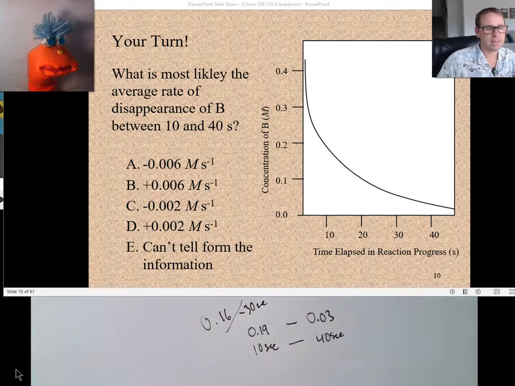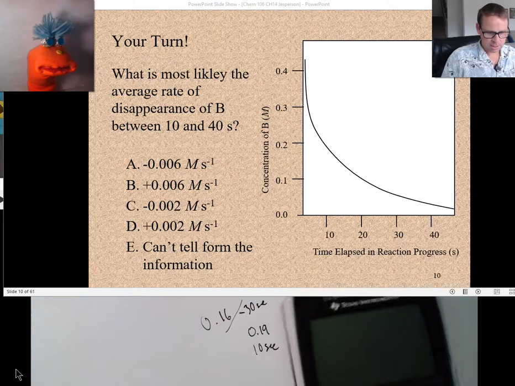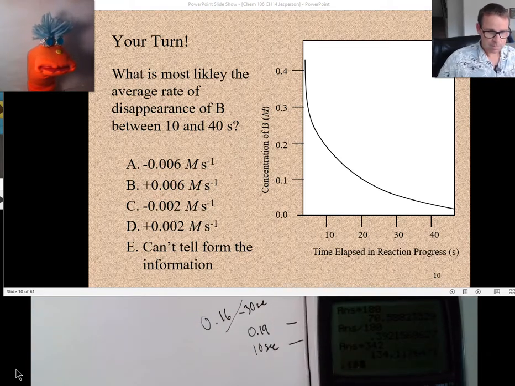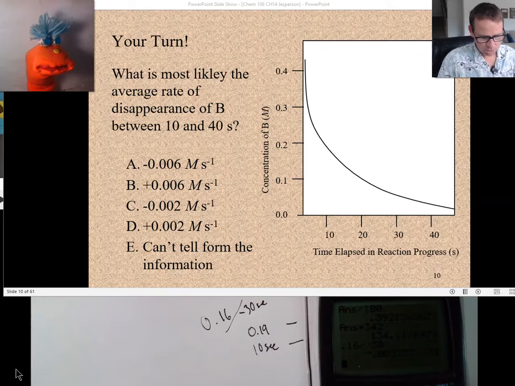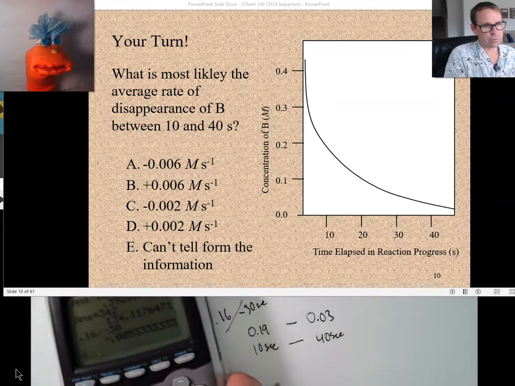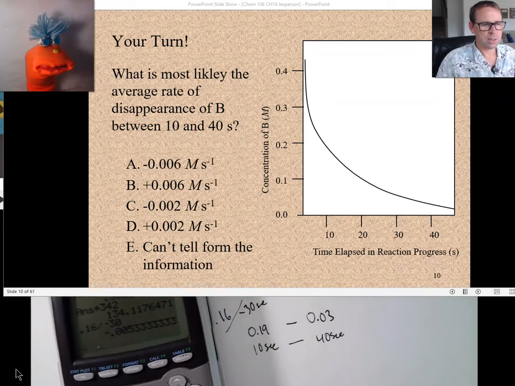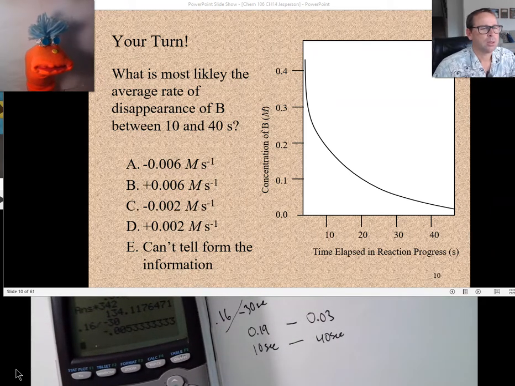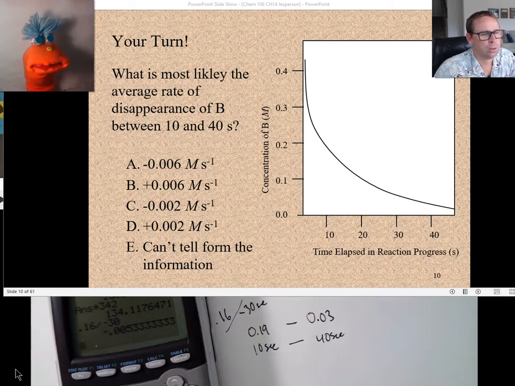So if I take my 0.16 divided by negative 30, I've got a slope of 0.0053. Let's see, did I do that right? Well, it looks like it's probably supposed to be around 0.006. Yeah, it probably is. You know, we kind of estimated these points, and we might be off a little bit.